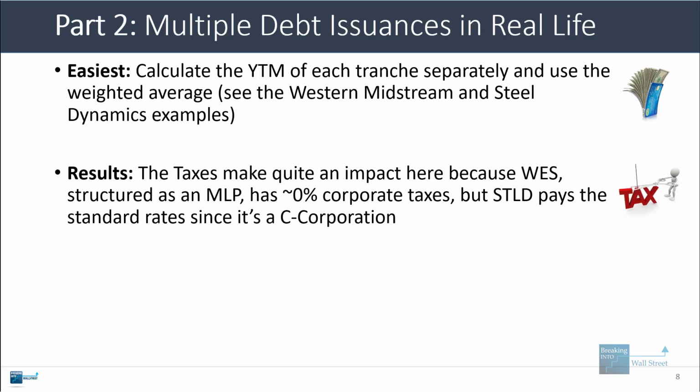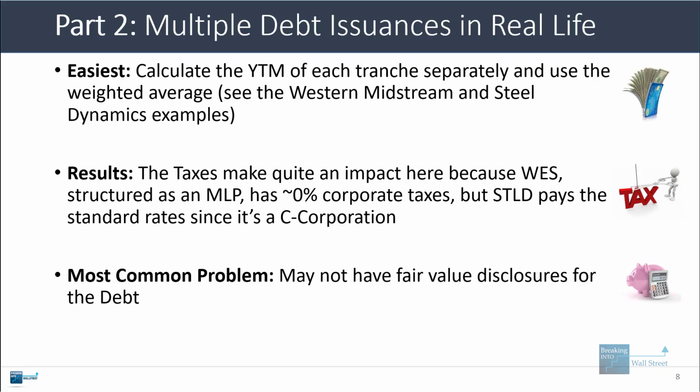In these examples, the taxes make quite an impact because Western Midstream Partners is an MLP, a master limited partnership with 0% or close to 0% corporate taxes. Steel Dynamics has much higher corporate taxes because it is a standard C corporation. So I recommend taking a look at that in the file and seeing how the taxes affect the relative costs of debt here.